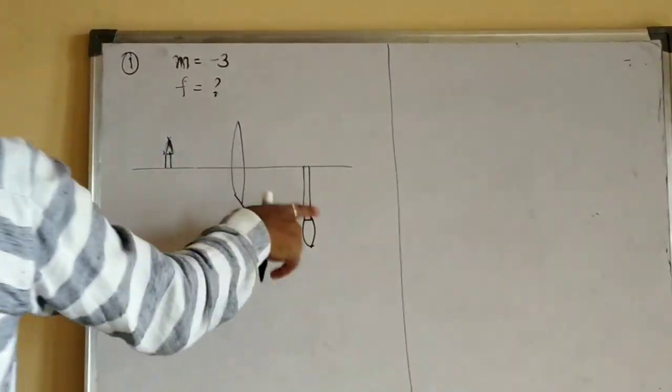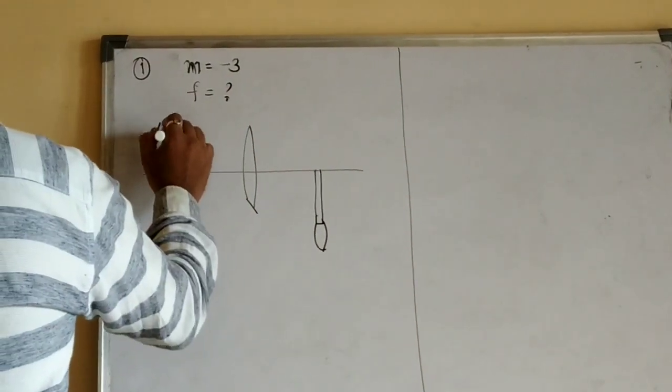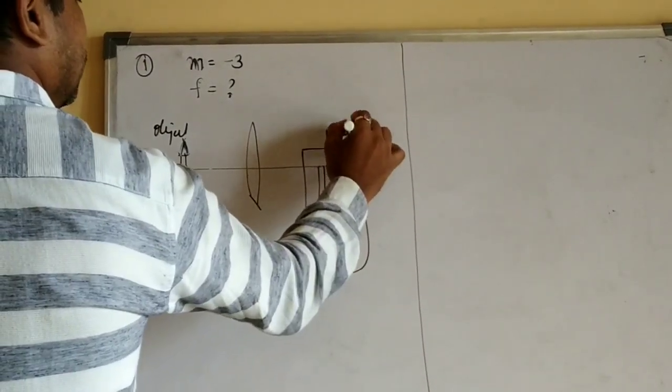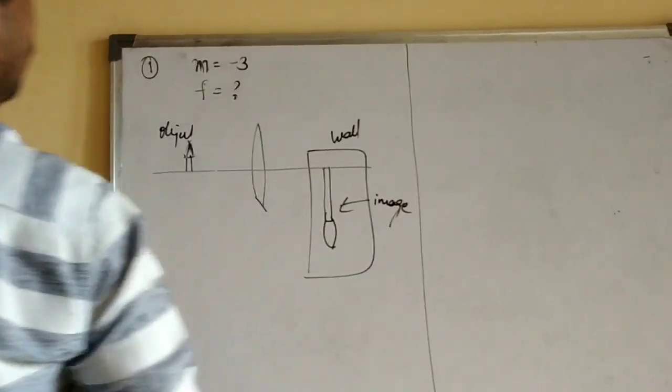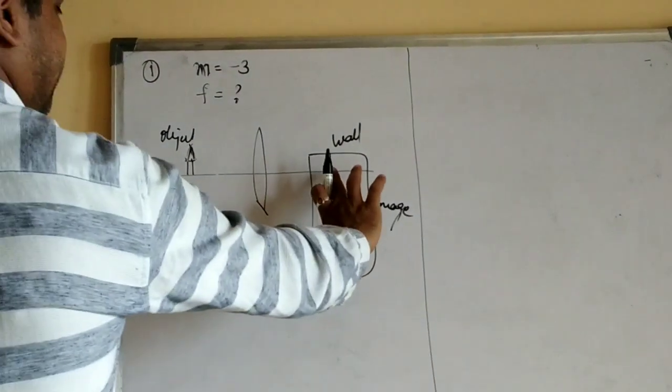Now see here, this is the image. You are getting it three times. Okay. Now this is the object. Now this is the wall. Now this is the wall, and you are getting the image. Okay. Now you are getting the image of the candle, which is 3 times the object.